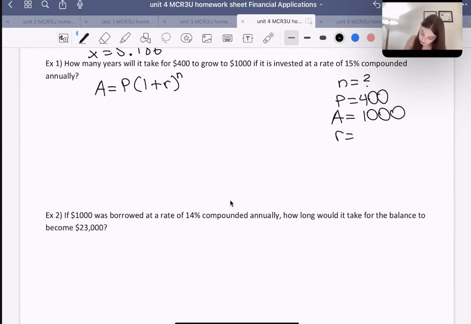So r is going to be 0.15. And now we have enough information to solve for n. So let's do that. $1,000 is equal to $400.